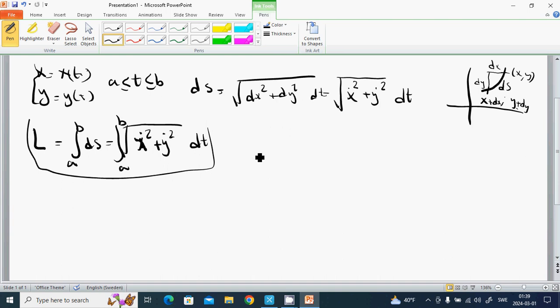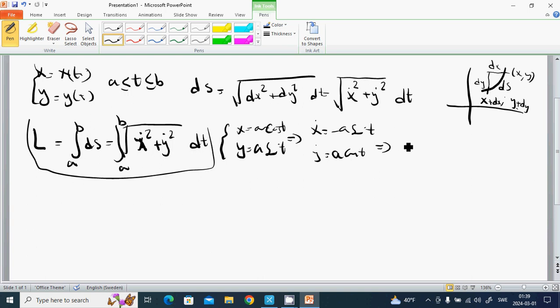And we have a circle, x equals a cosine t, y equals a sine t. Then x prime is minus a sin t, y prime is a cosine t. Then ds equals a dt.